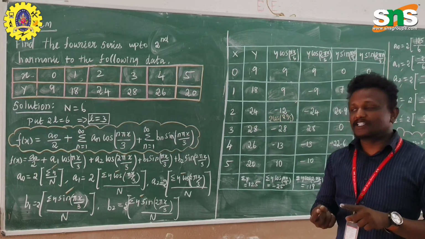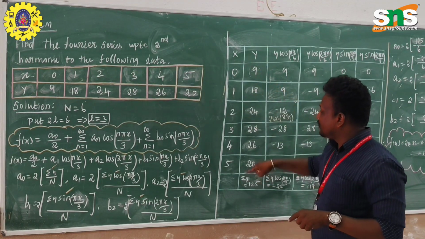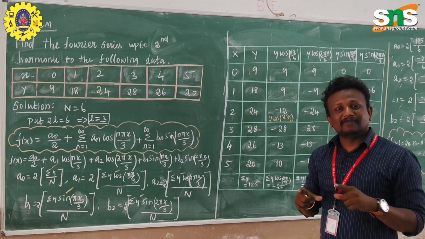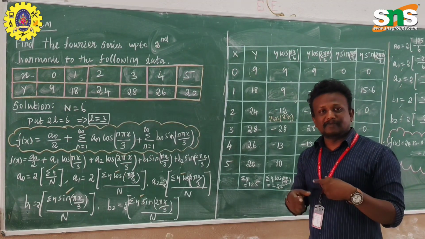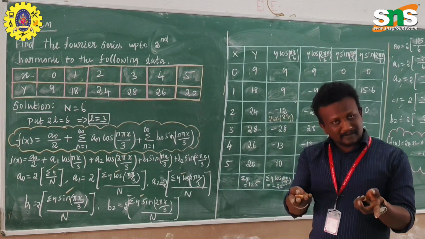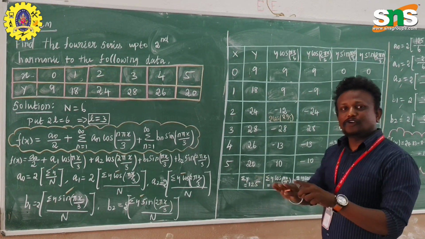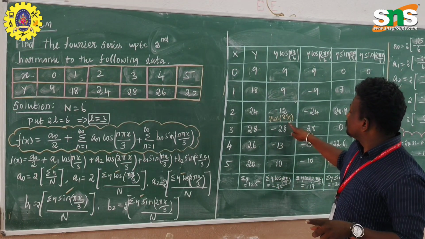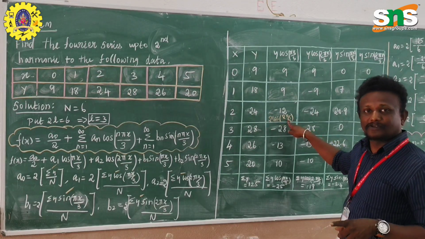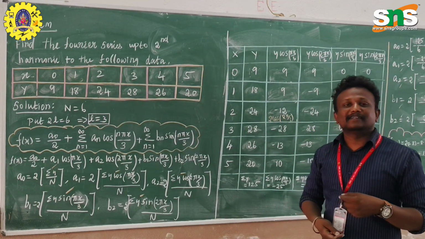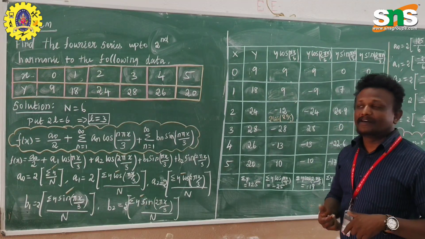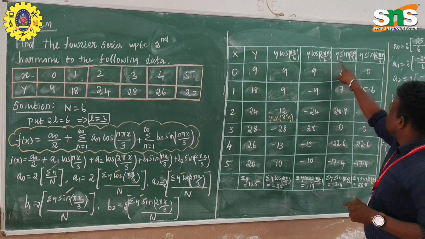It is very easy. If we have pi form, we have to convert our calculator into radian mode. Here again it is in terms of pi form, so we have to set our calculator to radian mode so that it gives the accurate value that we expect. In this way we have to find all the other values.